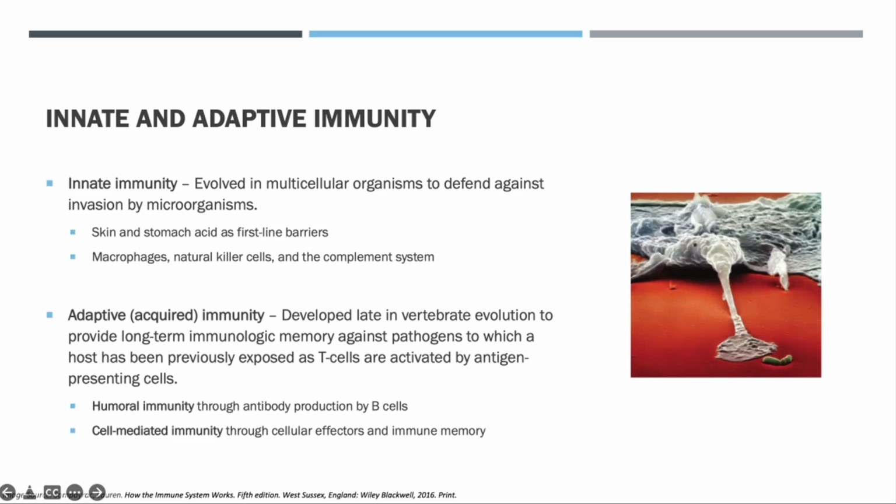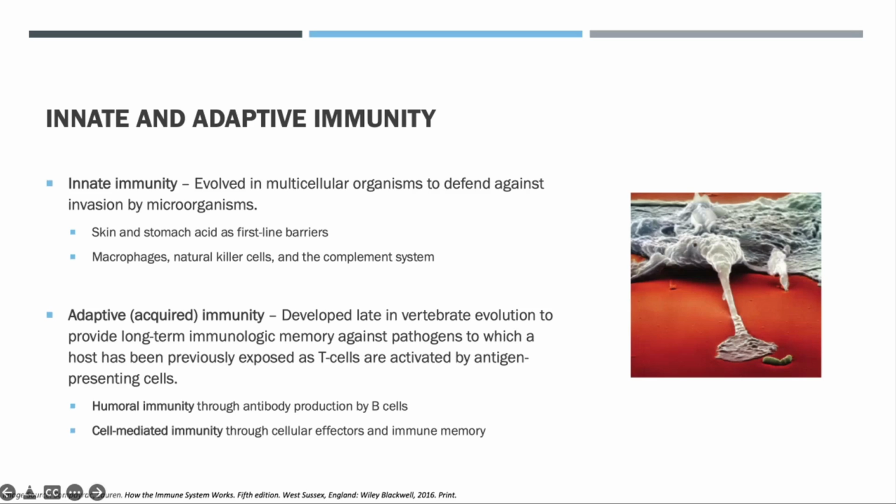Innate immunity being the non-specific mechanisms by which the body protects itself from pathogens. The skin and stomach acid being important barriers. We also have macrophages, natural killer cells, phagocytosis, along with the complement system.